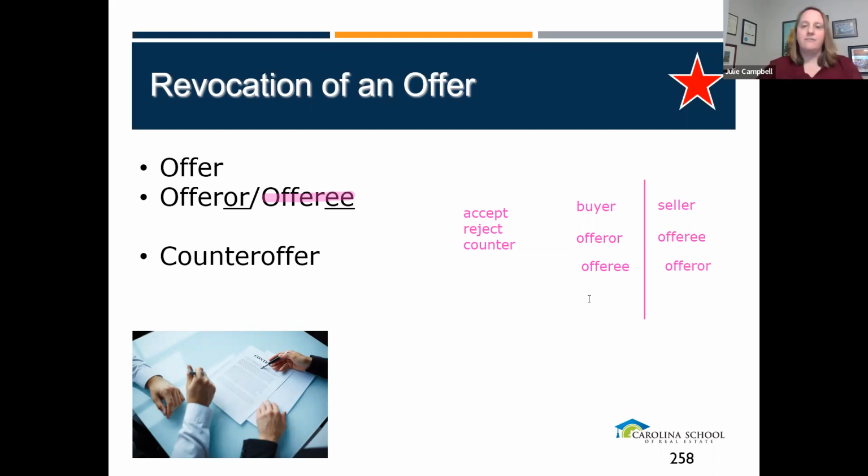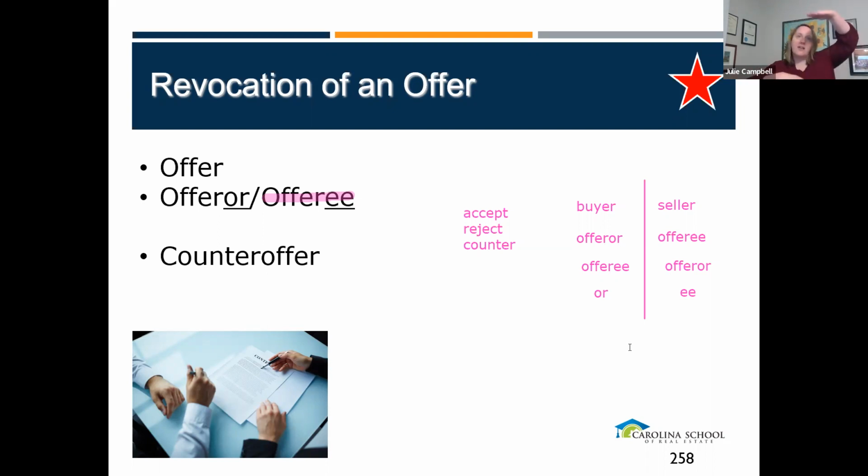If they counter it, the roles reverse again. If they counter it, again and again. The only way to end a counter is to either accept it or reject it. We could counter till the end of time, or more likely until one of us accepts it or rejects it. There's not a limitation on how many times you can counter it.